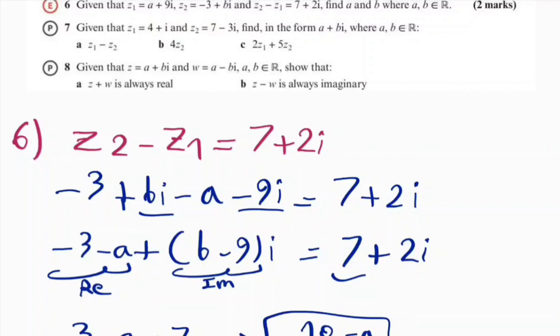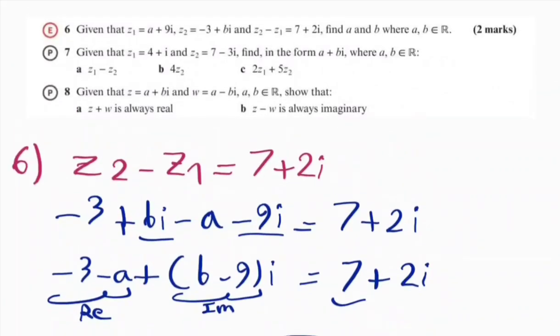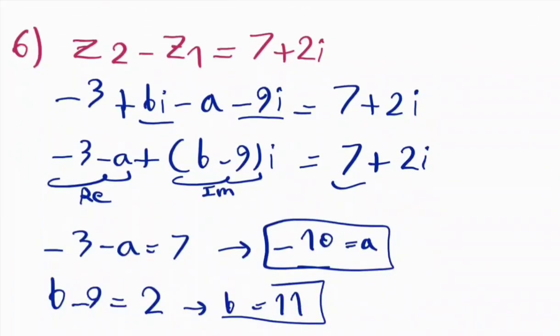You do the same thing for the imaginary part. So b minus 9 is equal to 2, and b is equal to 11. So the value of a is minus 10 and b is 11, and that's what we wanted to work out. And notice that both a and b are real numbers, but when you write bi, then that will be an imaginary number.